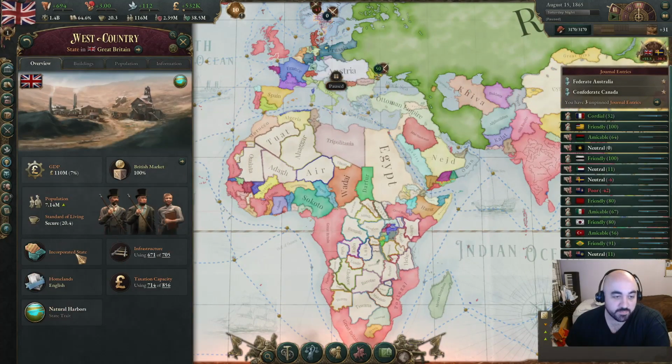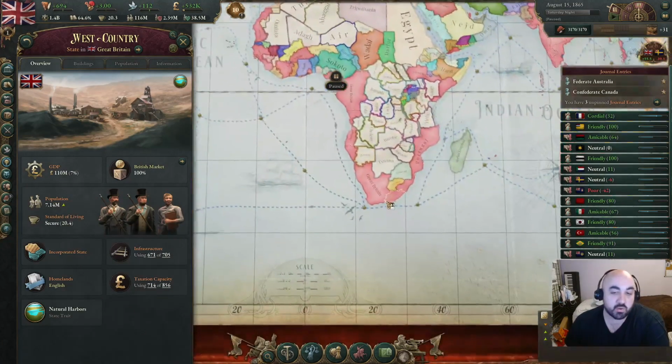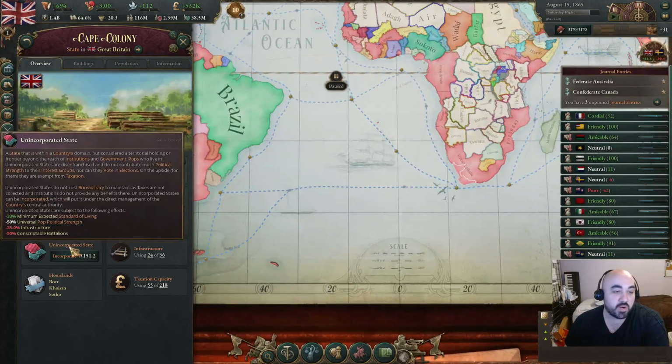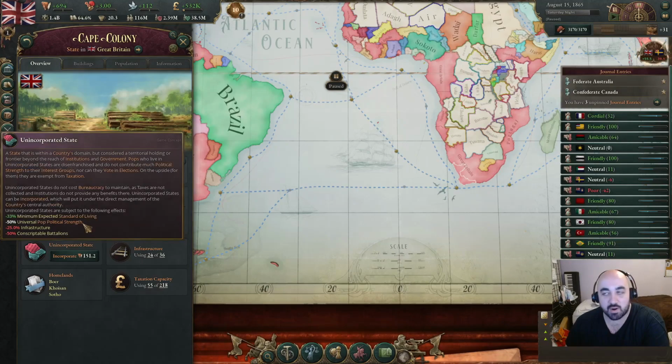The second one is that pops in incorporated states will have more political power. The tooltip for incorporated state doesn't tell you how much, because the tooltips are not that great, but the tooltip in unincorporated state does tell you how much, which is minus 50% universal pop political strength. So pops will be twice as powerful in terms of political strength in incorporated states than in unincorporated states, and this is a pretty important feature.